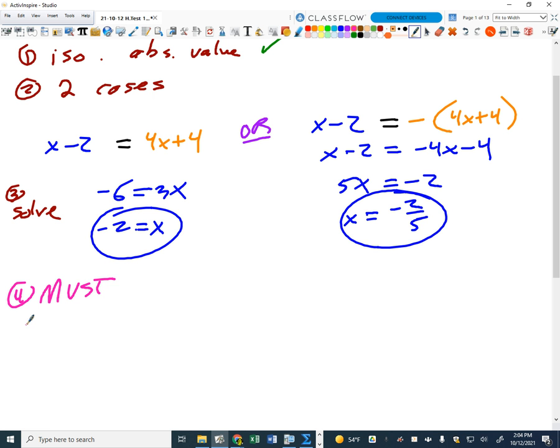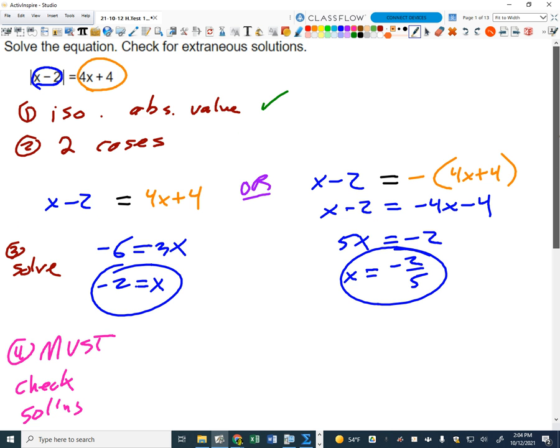I must check my solutions. Got to check them. So I've got to plug them back into the original absolute value equation. Okay, and I left Desmos available because we're dealing with fractions here on a test, just to make this a little quicker. So let's review. Let's do this with Desmos.